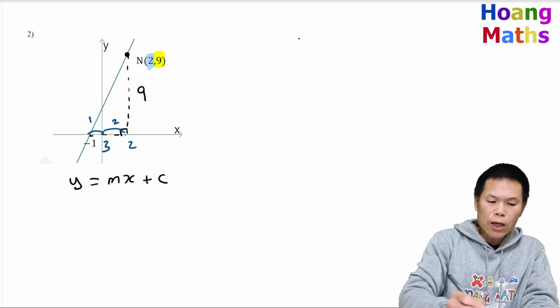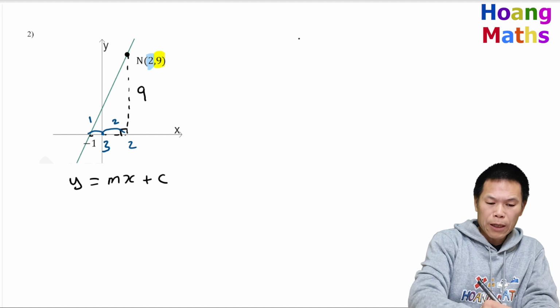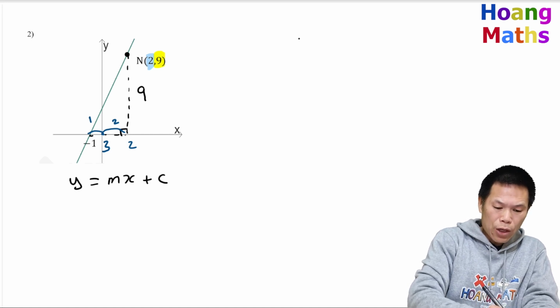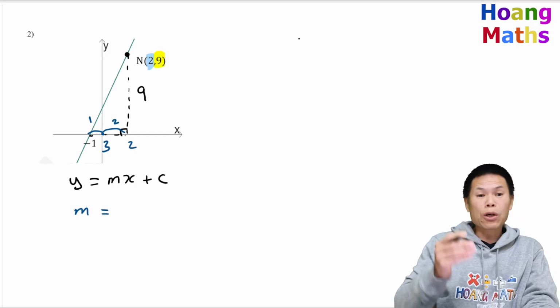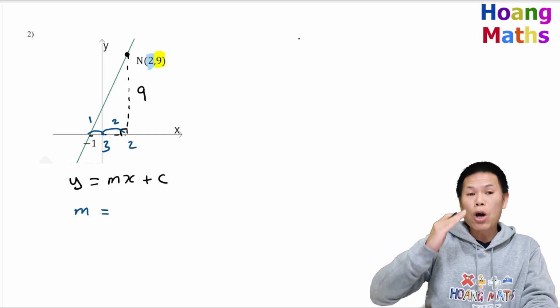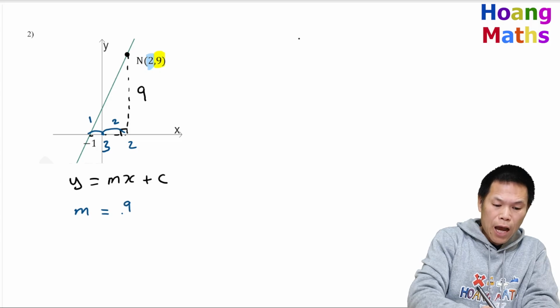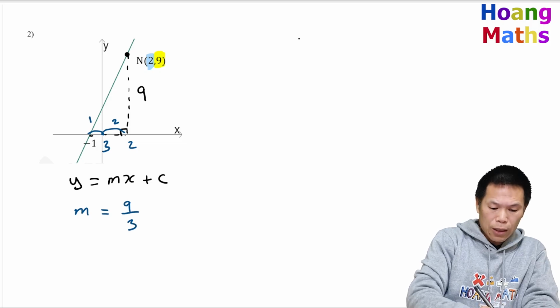So this is 3. Let me just write it down here. The gradient is, because it's heading this way, a positive gradient, correct? So that means rise is 9, run is 3. So 9 divided by 3 is 3.